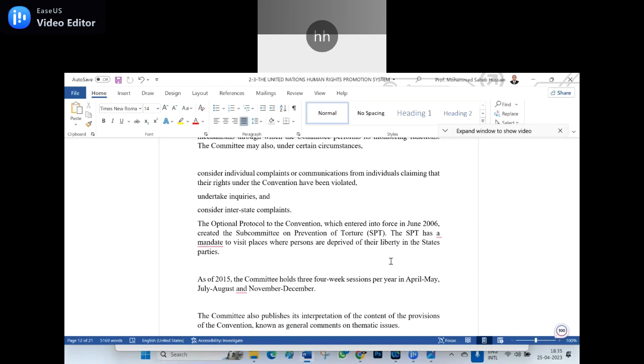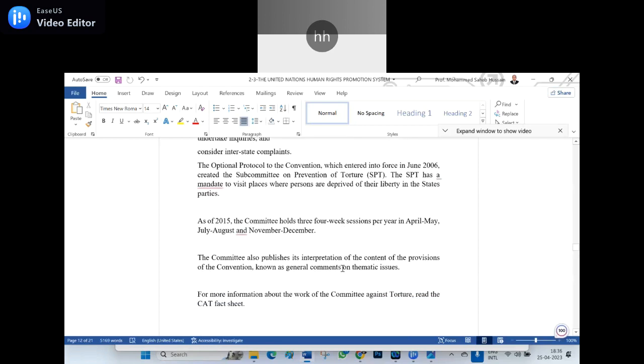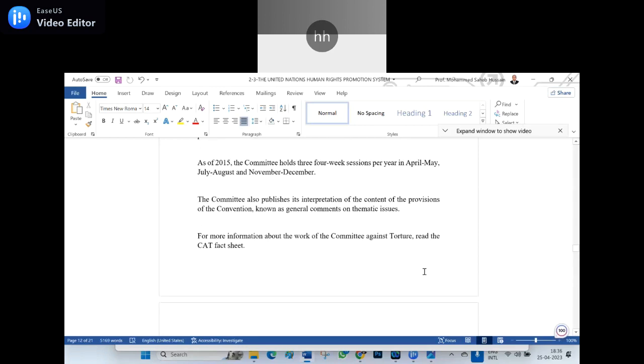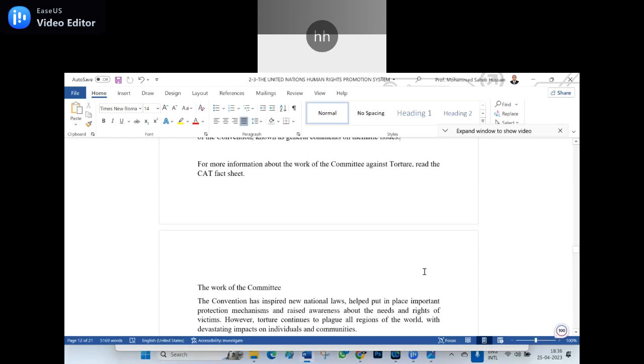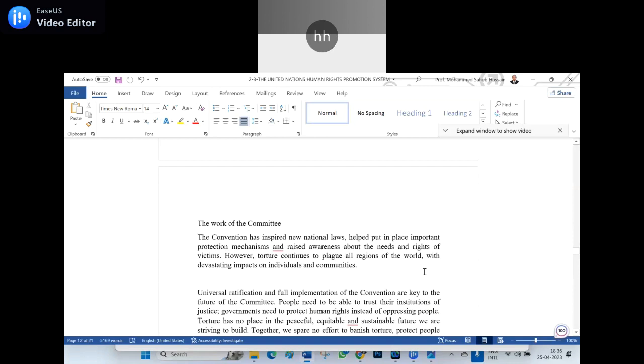As of 2015, the committee holds 3-4 weeks sessions per year in April, May, July, August, November, December. Yes, 3 times in a year they will make the inquiry, the subcommittee, SPT, subcommittee on the prevention of torture. The committee also publishes its interpretation of the content of the provisions of the convention known as general comments on the thematic issues. Even they will make the issues highlighted and bring notice to the general public at large in the particular state. For more information about the work of the Committee Against Torture, of course, CAT fact sheet is there. Even there are videos also there, and you can watch them.